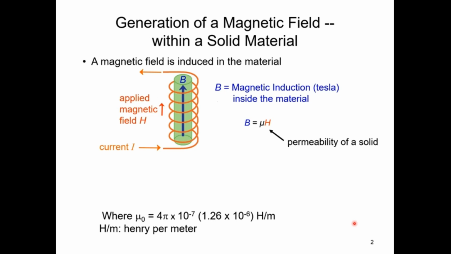Several parameters can be used to describe the magnetic properties of a solid. One of these is the ratio of the permeability in a material to the permeability in a vacuum, which can be represented by this equation.